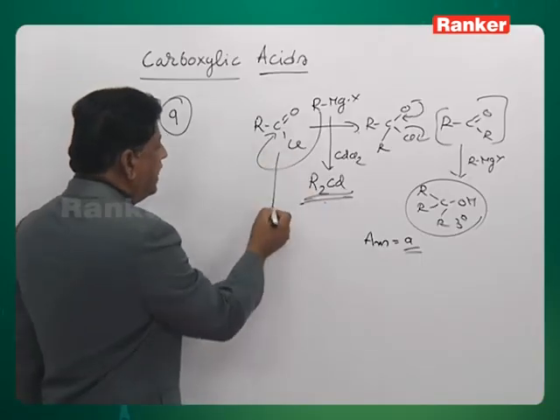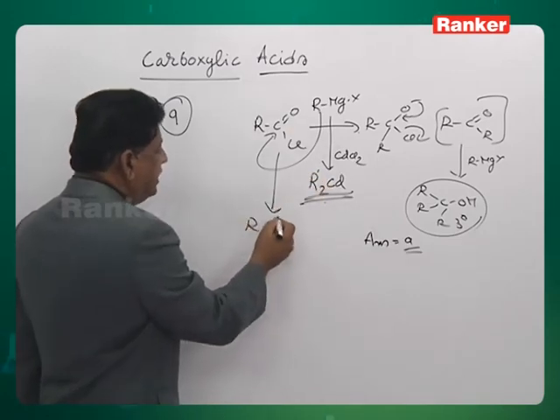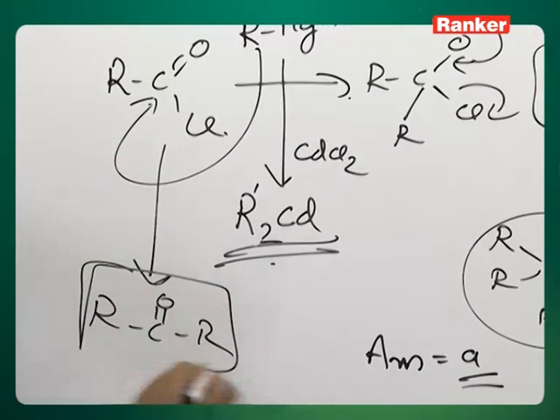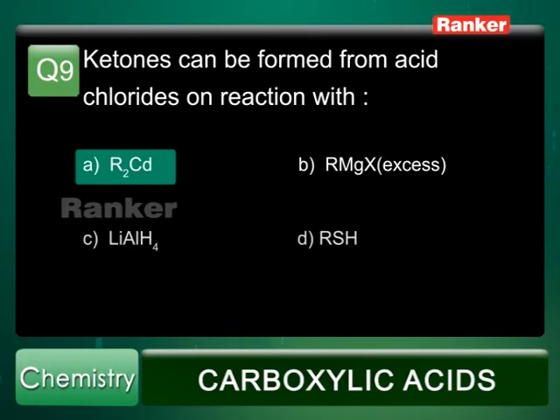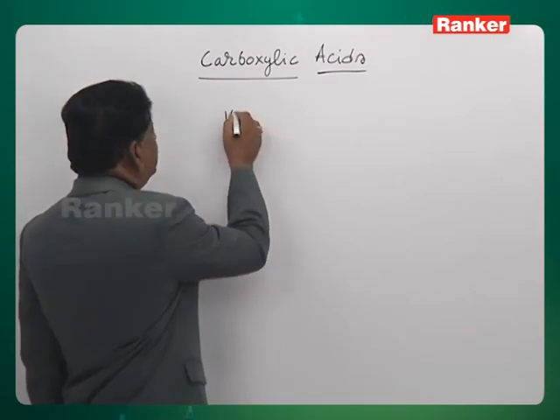When R2Cd is added, this R will enter and you will get RCOR. The reaction stops at the level of the ketones; further reaction will not take place. That is the concept here. So let's go to question number 10.